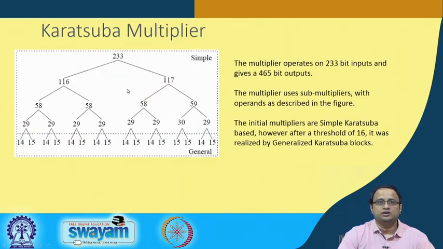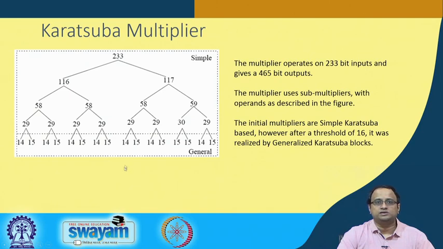So, how do I realize all these blocks? When you want to implement a Karatsuba multiplier, this multiplier operates on 233-bit inputs and gives you a 465-bit output, and it uses sub-multipliers with the operands as described in this figure. The initial multiplier is a simple Karatsuba-based one, but there has to be a specific threshold after which we switch. This is the overall strategy.